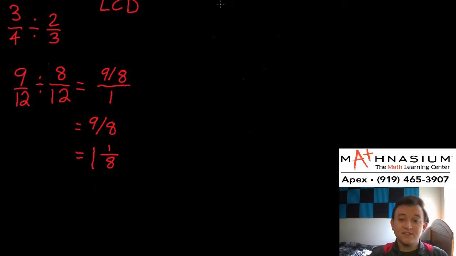In fact, let's go over one more example just to make sure that we got this. Okay, let's try something a little bit more tricky though. Let's try something with mixed numbers involved. So let's try 2 3/7 divided by, let's say, 1 2/3. Let's not go too crazy with the fractions.